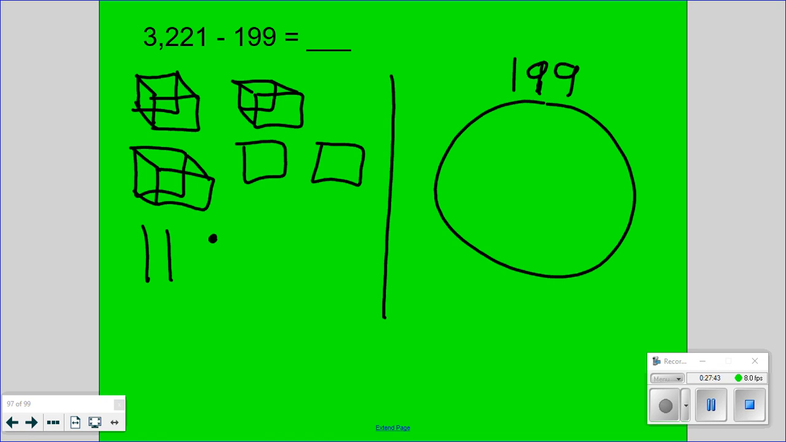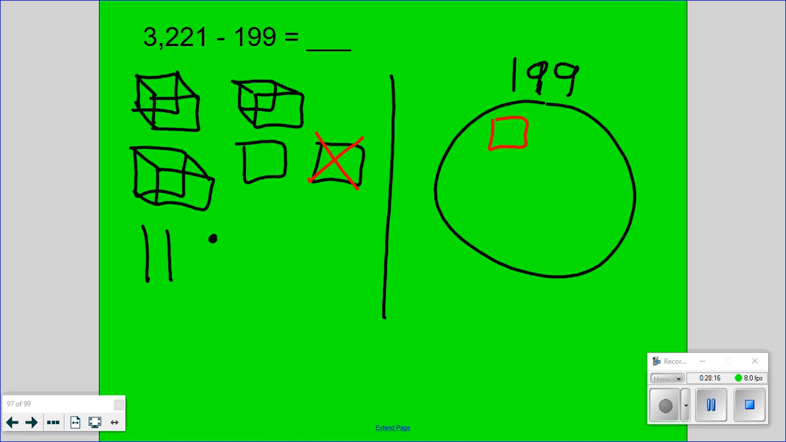A 10? Well, I need way more than just a 10. I can move my 10s, but I need more than just one of them. I can move 100. Do I have 100 over here? Yes. Cross it out. Move it over. What else am I going to do now? What else can I move? What else do I need to move?